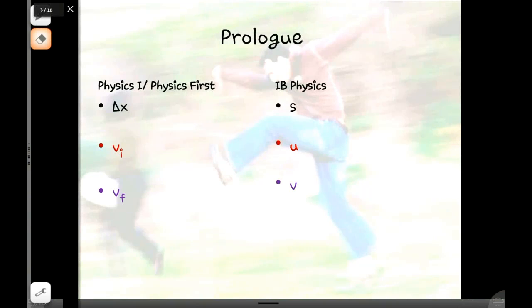Now, IB Physics has a different convention for variables than we had in Physics 1 or Physics First. Some of these we've already seen: displacement, delta x, in IB Physics is actually going to be s. The initial velocity, v sub i, in IB Physics is going to be u. And the final velocity, v sub f, is now going to be just v.